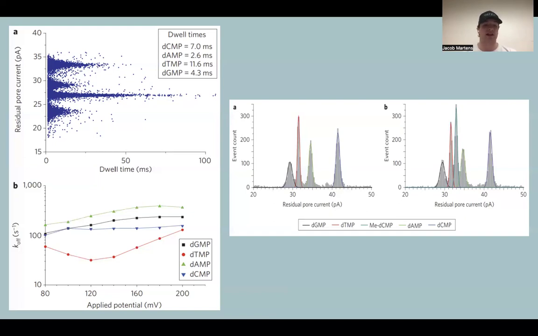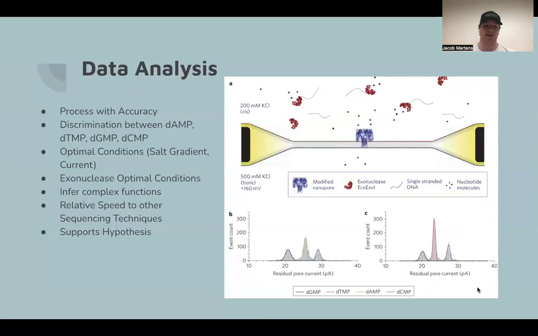Now to transition into data analysis and to recap the results and the purpose of the experimental procedures, the nanopore system was able to process and fairly accurately count the 4 nucleotides. They're able to infer that the nanopore sequencing with a covalently attached adapter was able to discriminate between the 4 nucleotides and even distinguish the methylated cytosine.